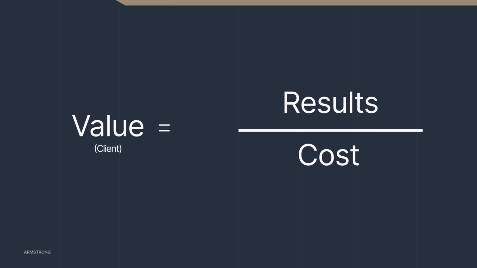I'm going to use value to mean an assignment of worth. So how much is this worth to you or to me, etc. And for a client, it's really a simple equation. It's results divided by cost. What that means is that the results that you provide have to outweigh the cost or the downside of the relationship. And let's examine the results and the costs in a little bit more detail because they're not as simple as they seem on the surface.